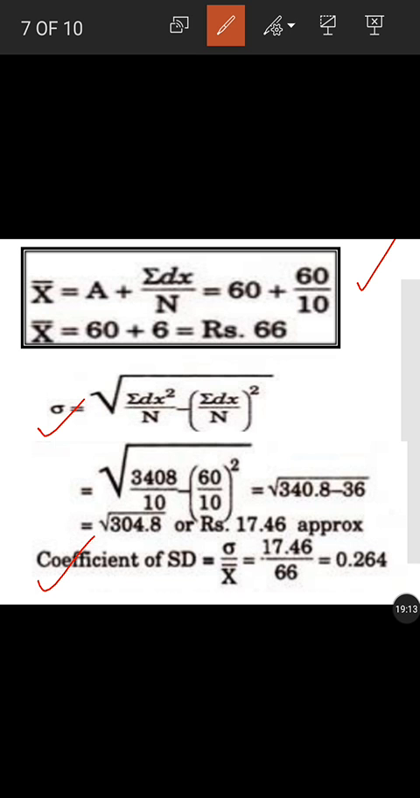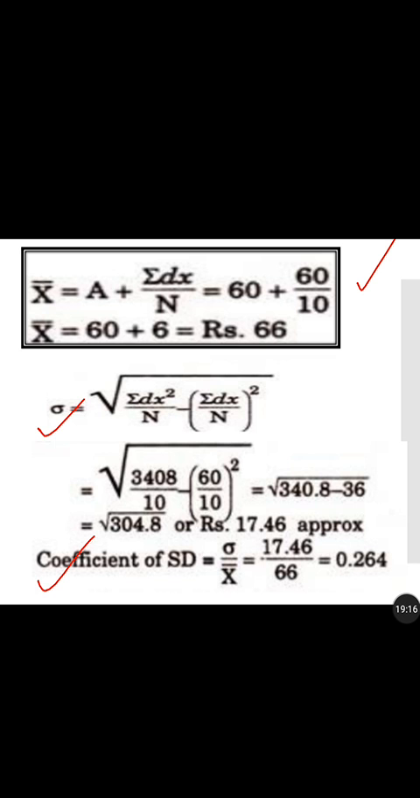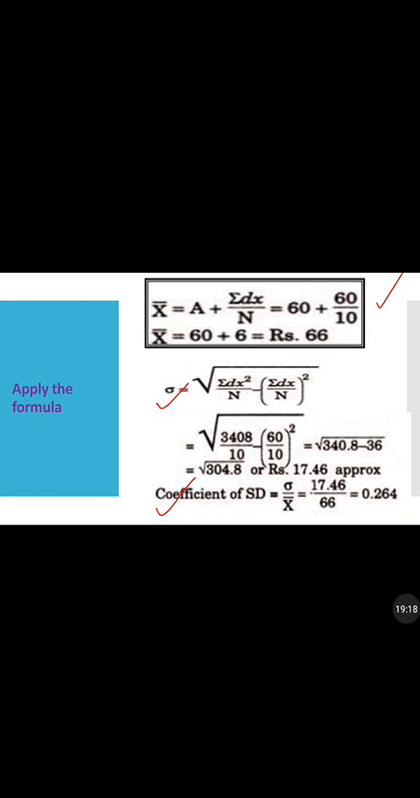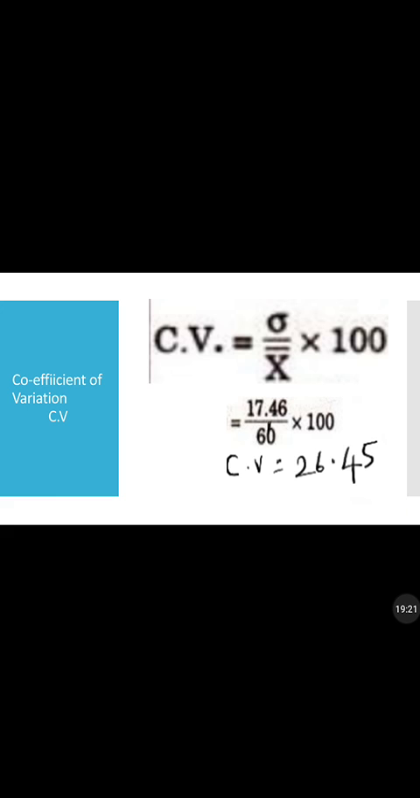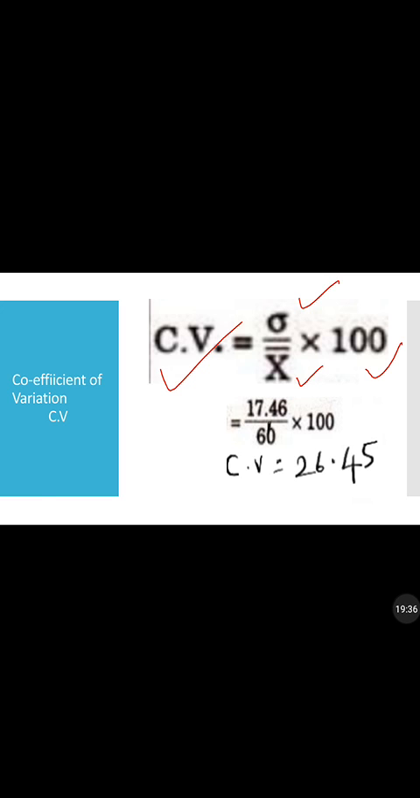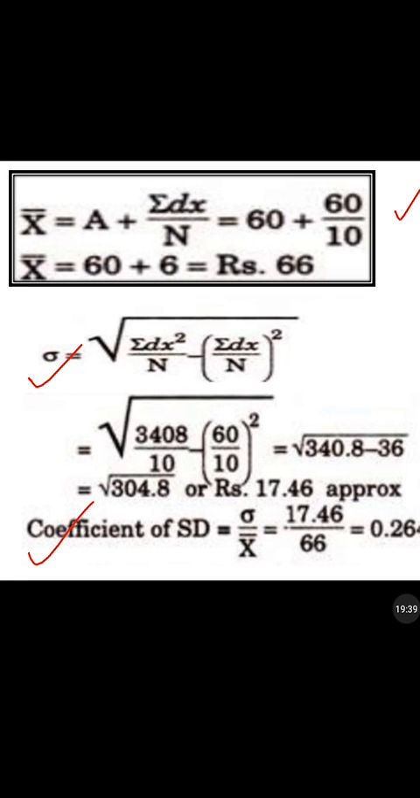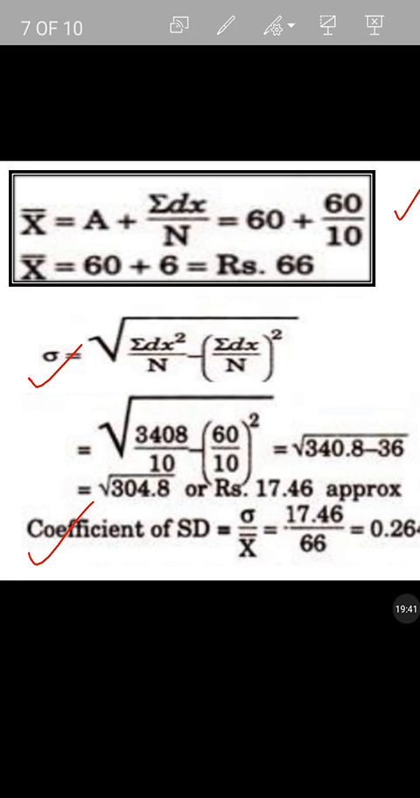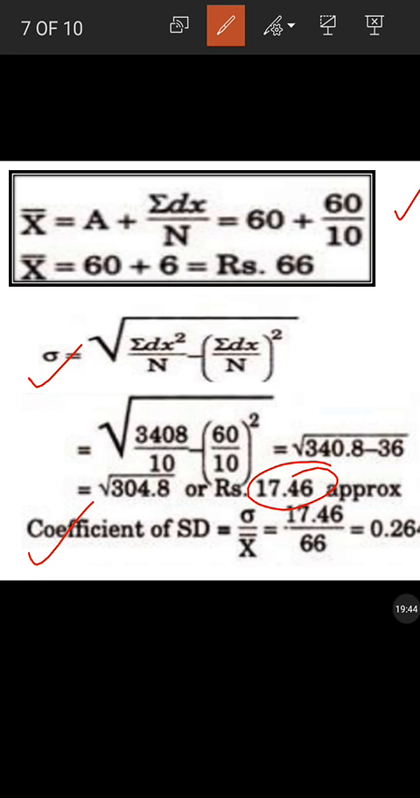Okay, and one more formula we have to apply here, that is we also have to calculate the coefficient of variation. Okay, what is the formula for coefficient of variation? Coefficient of variation is equal to sigma divided by x bar into 100. So what is the sigma value? We saw the sigma value in the last slide, right? What value did we get for sigma? 17.46. Okay, this is the sigma value, the standard deviation that we represent by sigma.